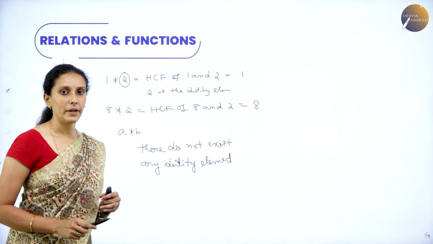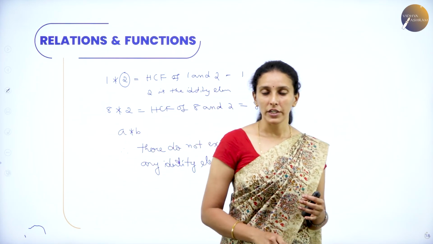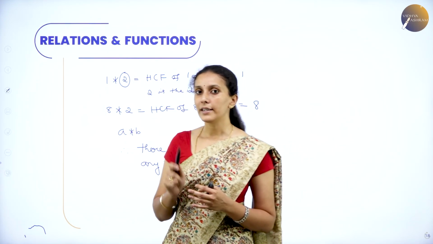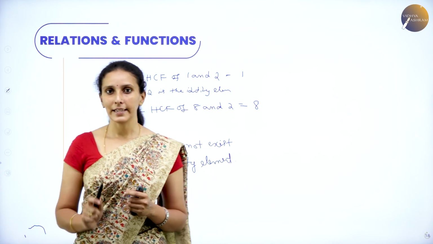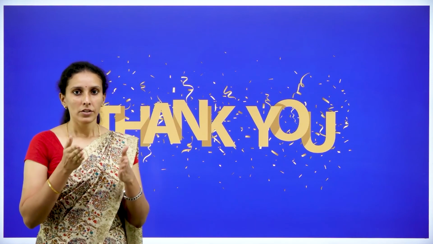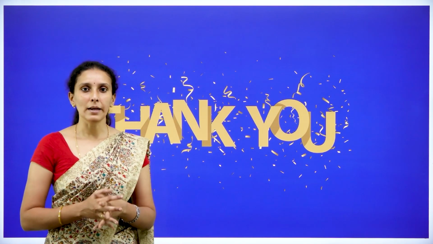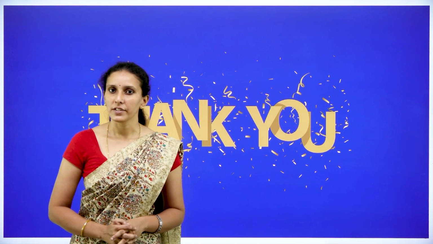So thus for the operation A star B is equal to HCF of A and B, it is commutative, it is associative, but there does not exist any identity element. This is all about the binary operation. So a star is a binary operation under the set is a function. So we can also verify whether it is commutative, whether it is associative, or an identity or inverse element exists. Thus, this completes the chapter Relations and Function.